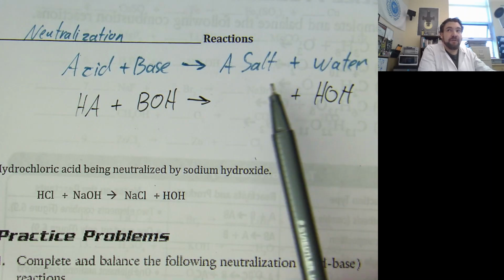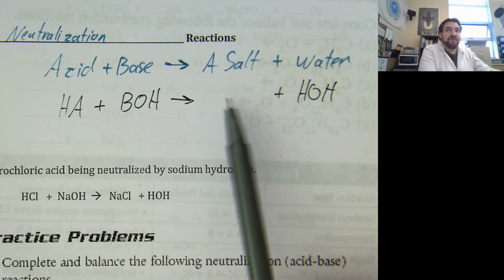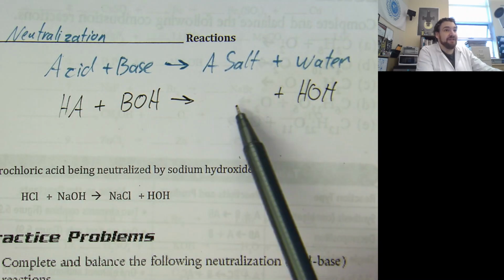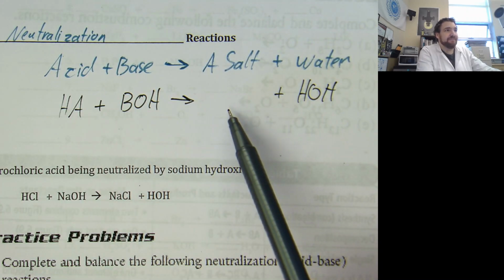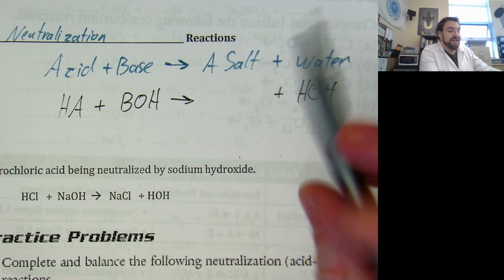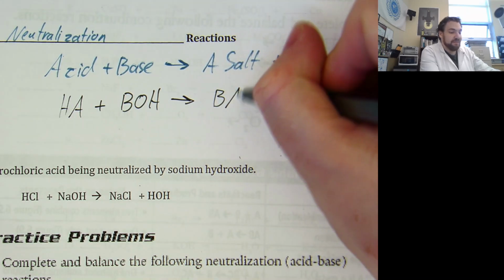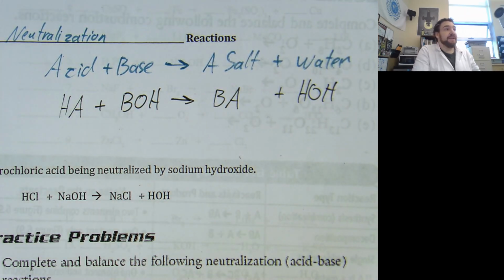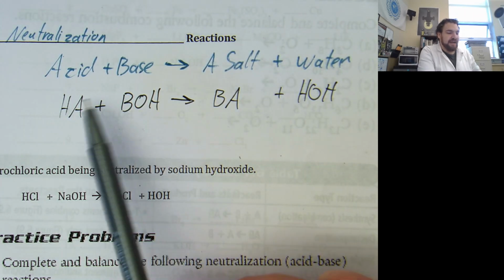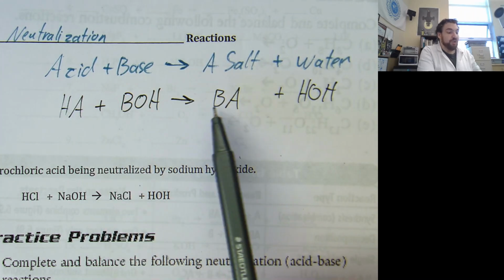And a salt. Now, the generalized form for the salt, given the generalized formulas here of acids and bases, is going to be what? BA. I don't know who said that, but they are correct. It's going to be BA. B is the positive portion of the formula. A is the negative portion of the formula. So it goes in this order.